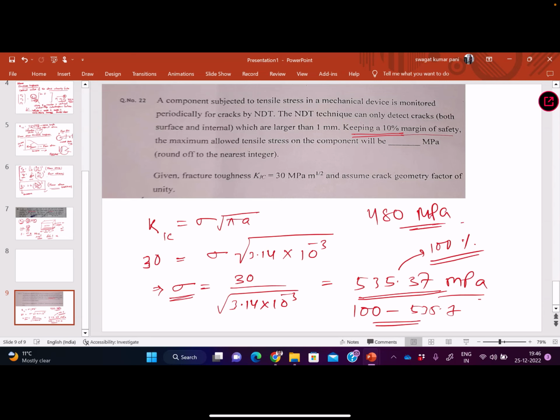So the crack length we can't control now. We can control what stress we are applying. The margin of safety is always applied on the load or the stress. It can take a maximum of this load, which is 100%. We will not allow it to take this load because it will break at this load. So we have to keep some margin of safety, some load lower than this, so that it will not break. Okay, sir, understood.